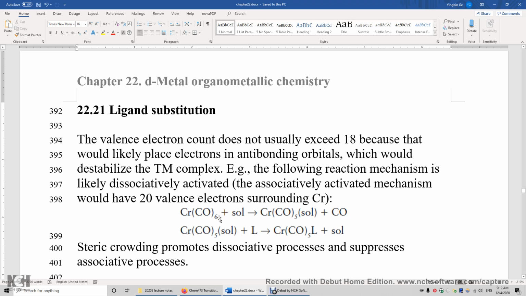Among these 18 electrons, 12 electrons occupy the sigma bonding orbitals, and 6 electrons occupy the pi bonding orbitals. Now if we have an additional solvent molecule bonded to chromium, that will result in 20 valence electrons. Very likely, 2 electrons will occupy either a pi star or sigma star antibonding orbital, and that's not stable.